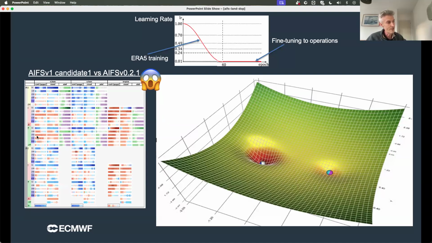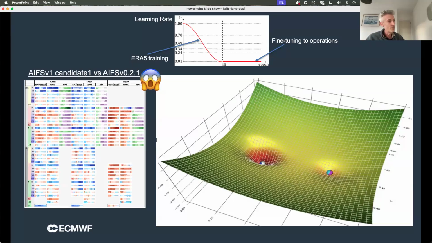And what you can see here is that after we've done this fine tuning to IFS operations, this was compared to the previous AIFS model without land variables in it. Everything was worse. Well, not everything, but most things were worse. And so, oh no, we've done all this training. It's taken us so long, and we've just produced a duff model.